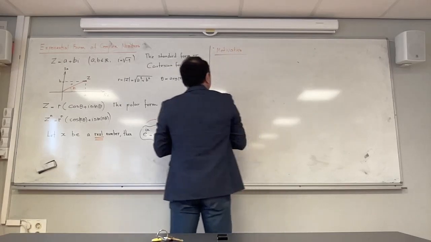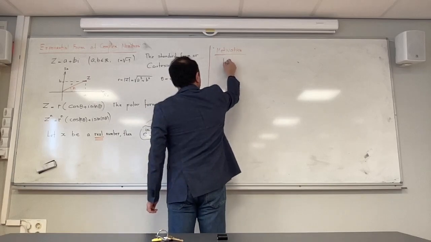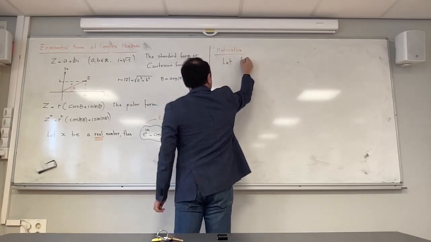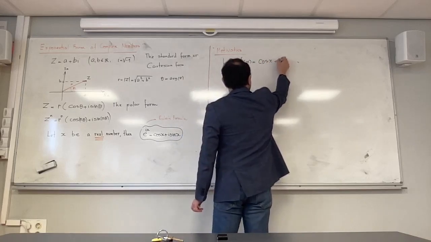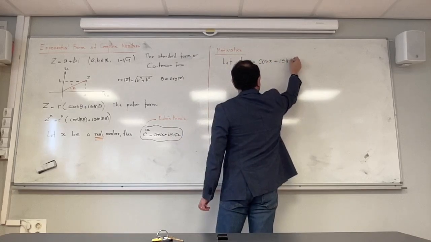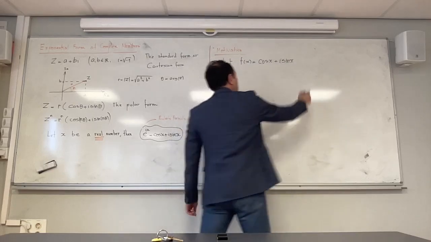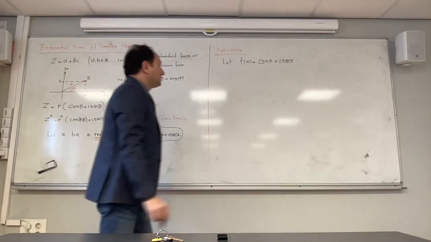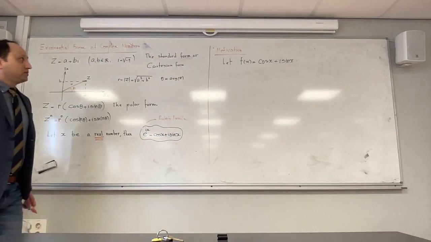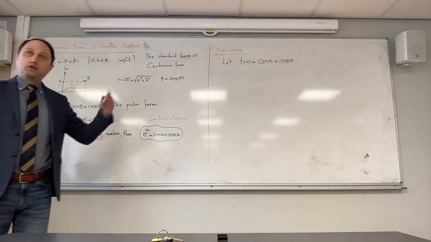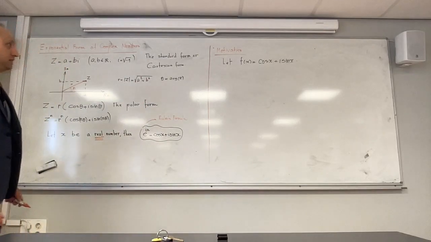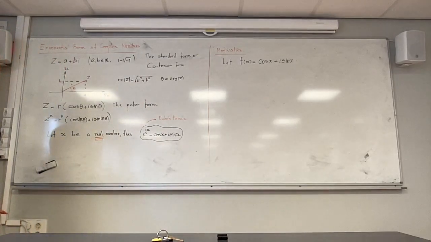Okay, so what we do, I would say that I introduce a function. Let f of x be equal to cosine x plus i sine x. That's a function that I introduce. And I assume that what we learned about the derivative of real functions also works for the derivative of complex functions.